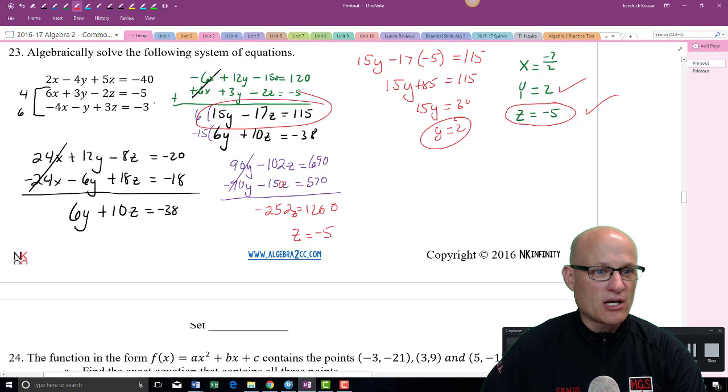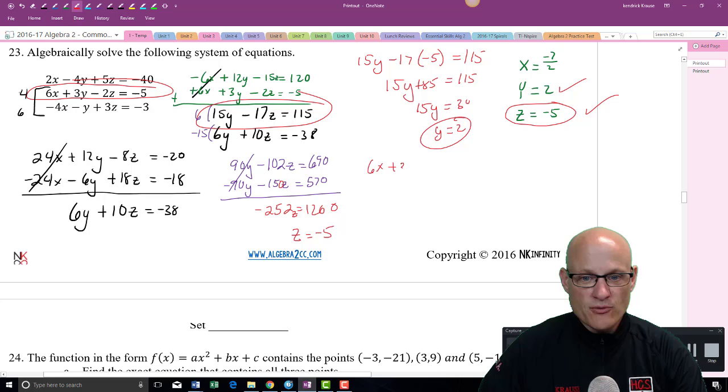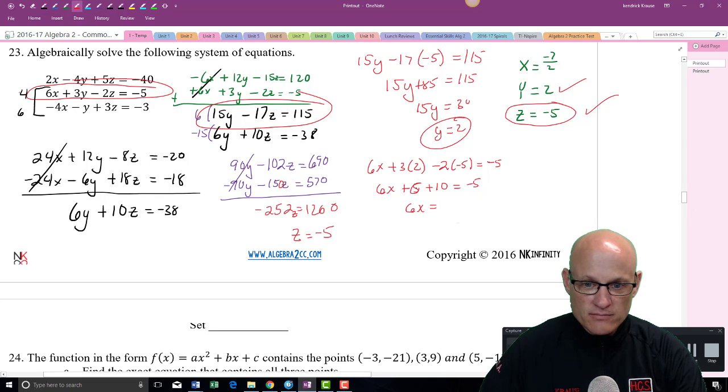And finally, I'm just going to copy over the most positive equation. That's this one. So 6x plus 3 times 2, minus 2 times negative 5 equals negative 5. Let's see. This is 6x plus 6 plus 10 equals negative 5. Add 16. What does that give me? I have no idea what I'm doing.